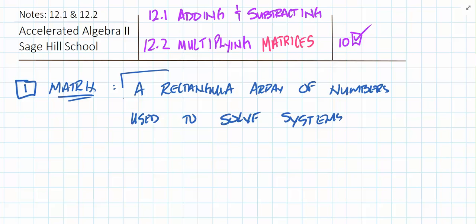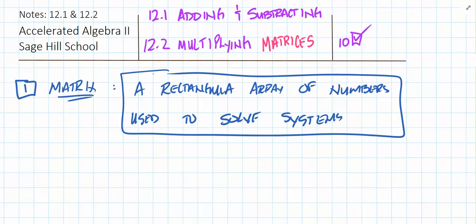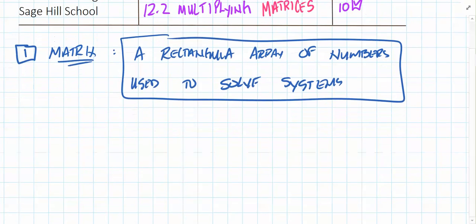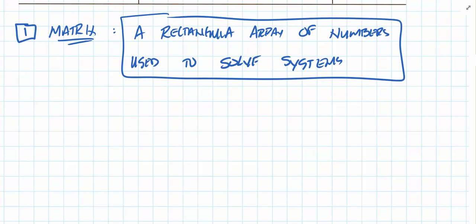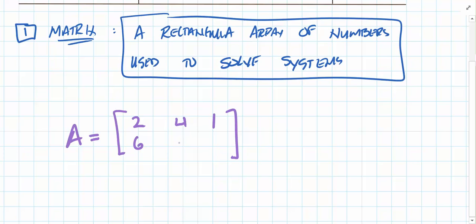So this is a pretty traditional definition of a matrix. It's a rectangular arrangement, or they call that an array, of numbers used to solve systems of equations. So let me give you an example of what we're going to be dealing with. Most of the time we define a matrix as a capital letter. So I'm going to define matrix A, and it would look something like this: 2, 4, 1, 6, 5, and 3.